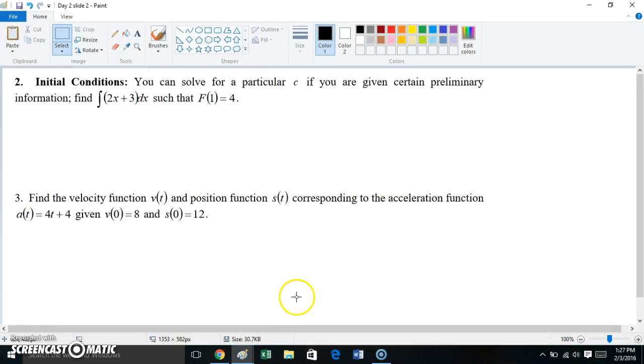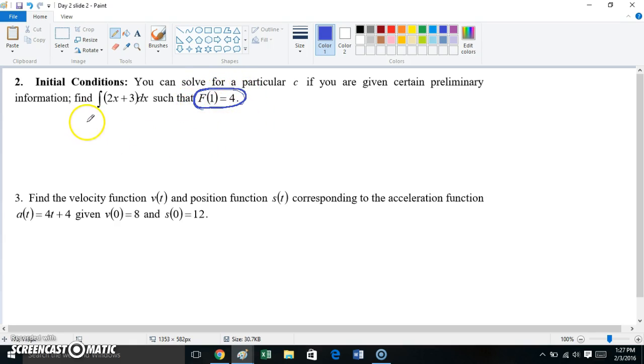Okay, question 2, initial conditions. You can solve for a particular c value if you are given a certain preliminary piece of information. We call that information the initial condition. So in this problem, f of 1 equals 4 is the initial condition.